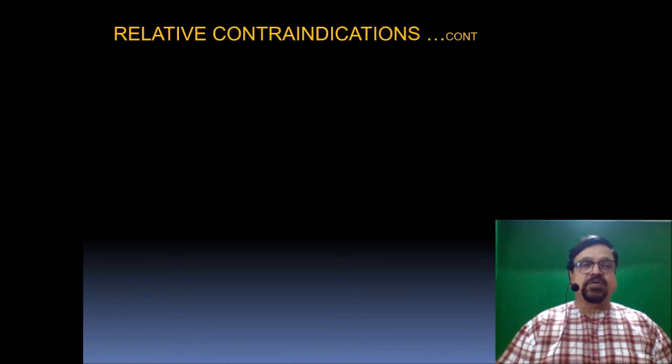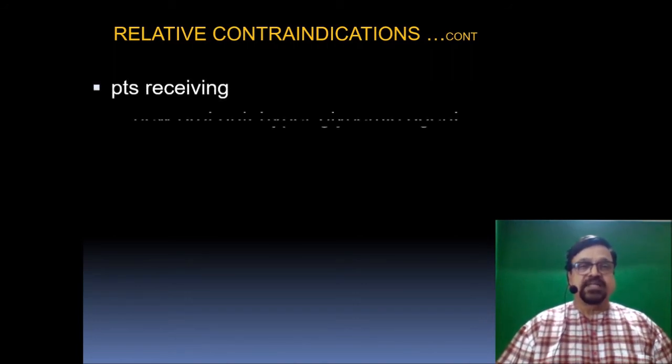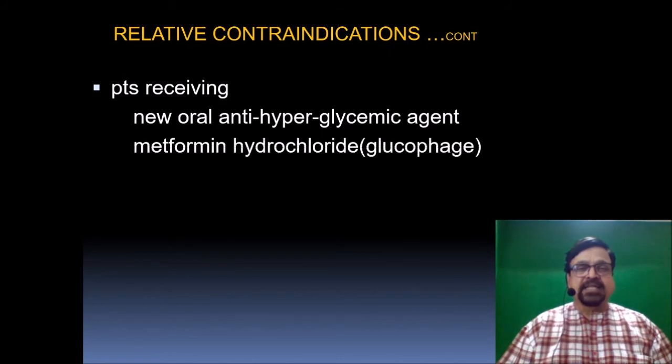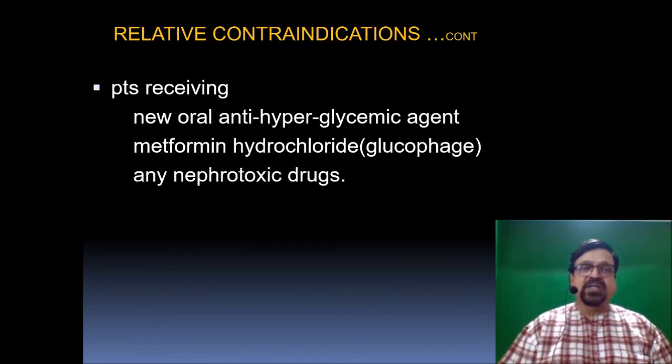Now what are the relative contraindications? First is a patient receiving new oral anti-hyperglycemic agents, that is metformin hydrochloride or glucophage. In this patient, there is a relative contraindication, and a proper elicitation of history and proper arrangements to pull the patient out of reaction have to be kept ready.